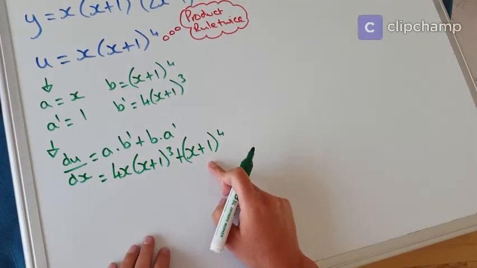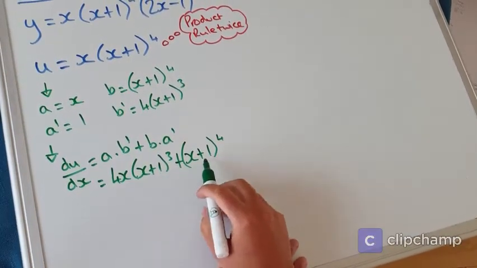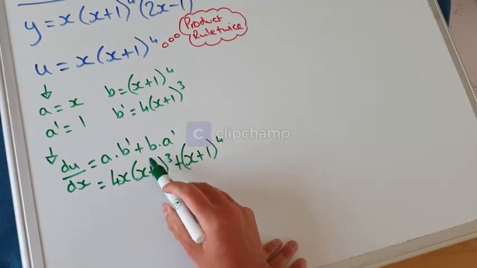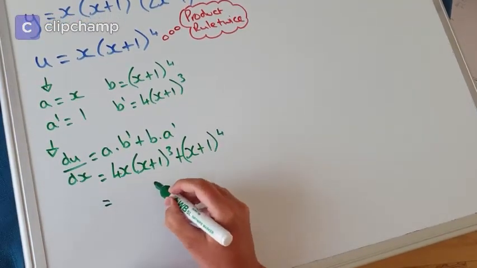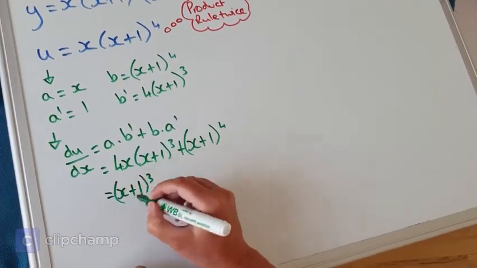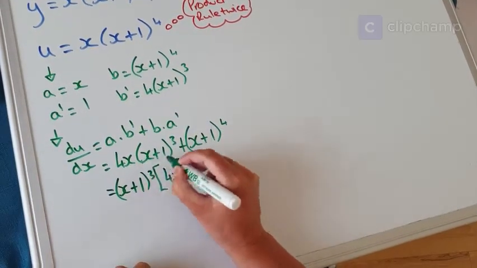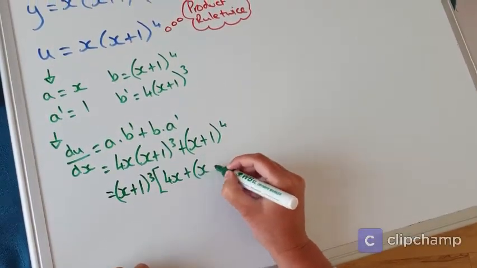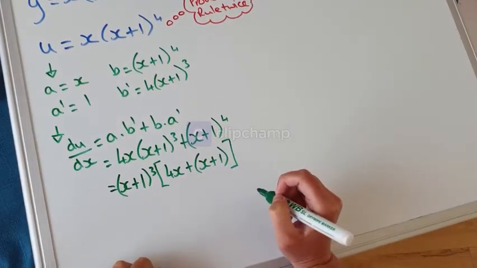What you'll notice is that x plus 1 is common to both terms, and the highest common factor would be (x + 1)^3. So we could take out that common factor to simplify. So (x + 1)^3, which is being multiplied by 4x to get that first term, and then it's being multiplied by another (x + 1) to get (x + 1)^4.